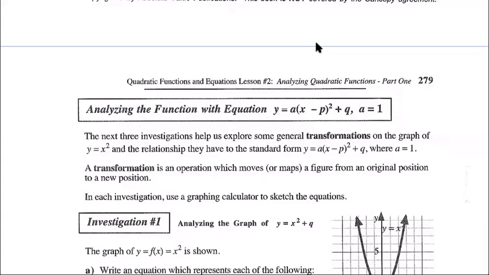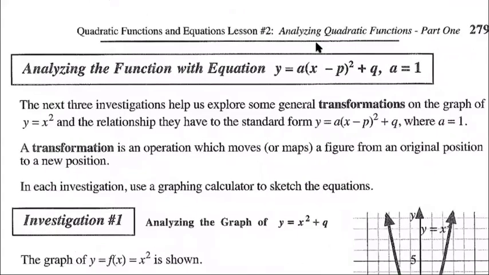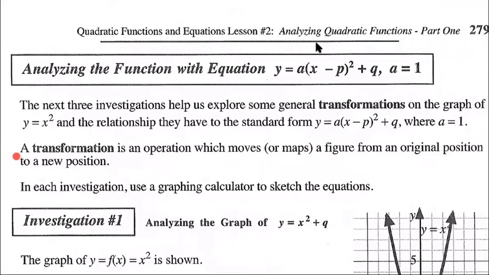The next three investigations help us explore some general transformations on the graph of y is equal to x squared and the relationship they have to the standard form y is equal to a bracket x minus p squared plus q, where a is equal to 1. A transformation is an operation which moves or maps a figure from an original position to a new one. So it transforms it from one spot to the next.